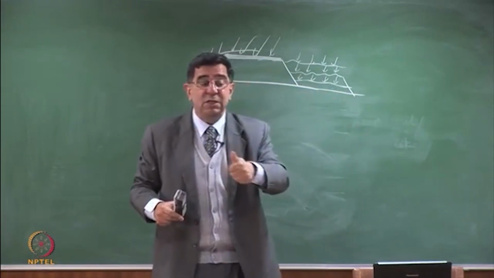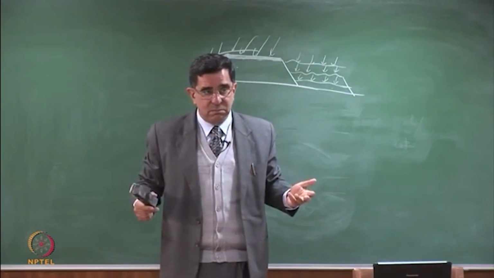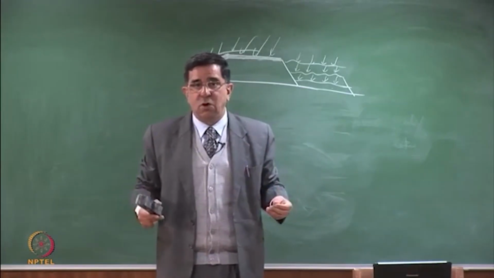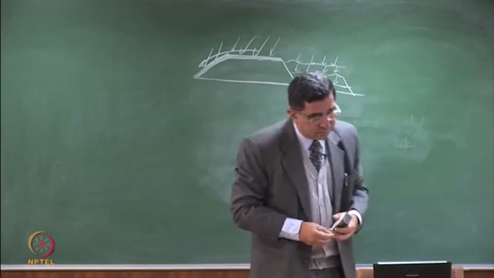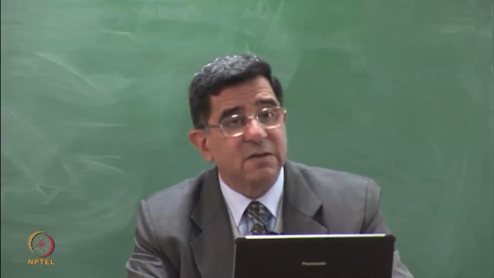Of course, the leachate will be diluted. The leachate will be diluted, however, you still have to handle it. So the peak rate is a function of the peak precipitation rate and height of waste. If peak precipitation occurs when the waste thickness is very small, then peak leachate rate is almost equal to peak precipitation rate. Whereas if peak precipitation occurs when the waste thickness is almost full height, the effect is delayed. That is why, we are going to get peak rates in the monsoons.